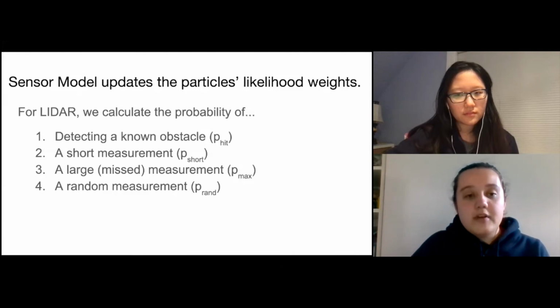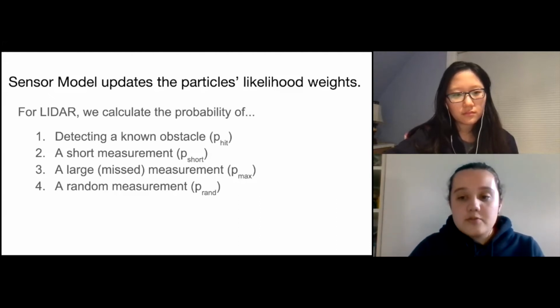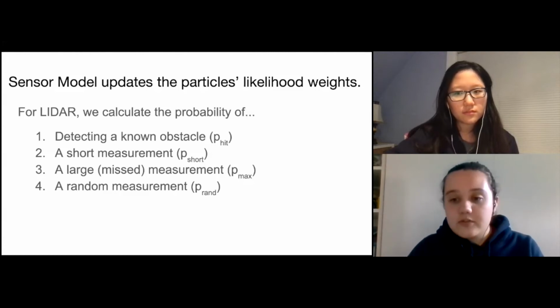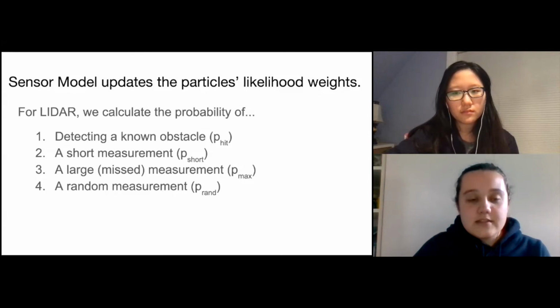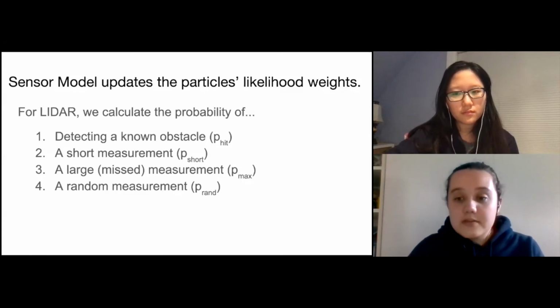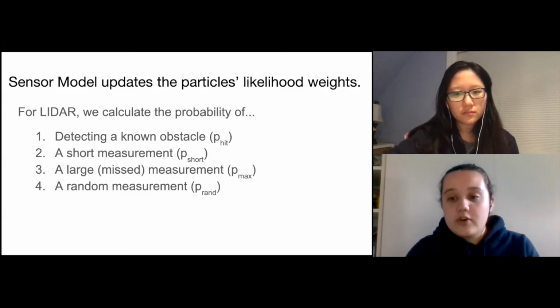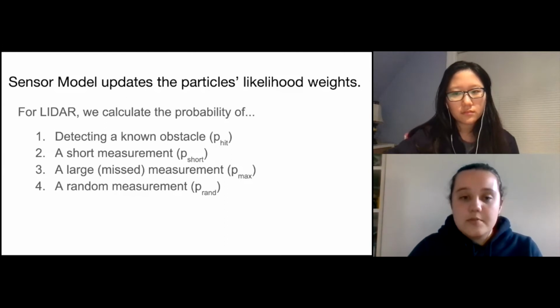First off, the probability that we're detecting a known obstacle, which is what we actually want to do, detect a wall or something that we know about, which is denoted by p hit. Then the probability that we have a short measurement, which could be due to an internal reflection of the LiDAR or an obstacle appearing, denoted by p short. Next, the probability of seeing a large or missed measurement, meaning that something had a strange reflective surface or for some reason the beam did not bounce back, denoted by p max. After that, we have the probability of a random measurement, something totally random coming in, which we call p rand.